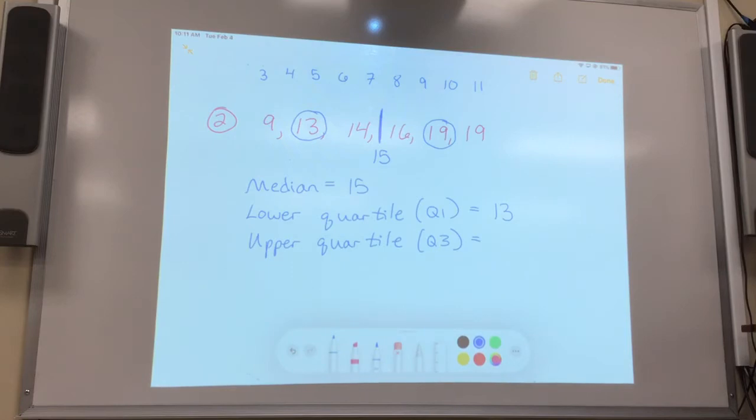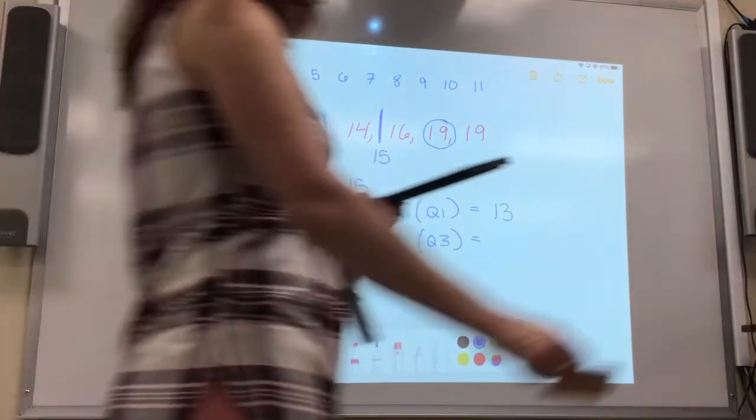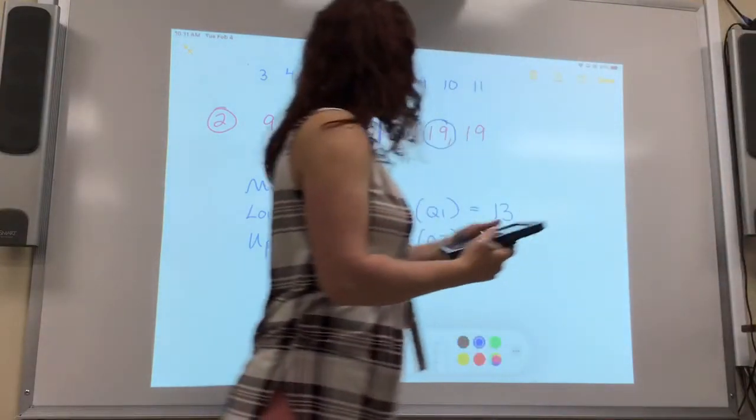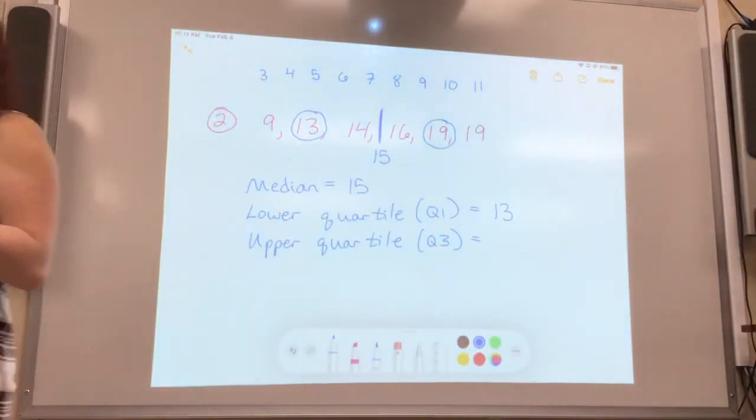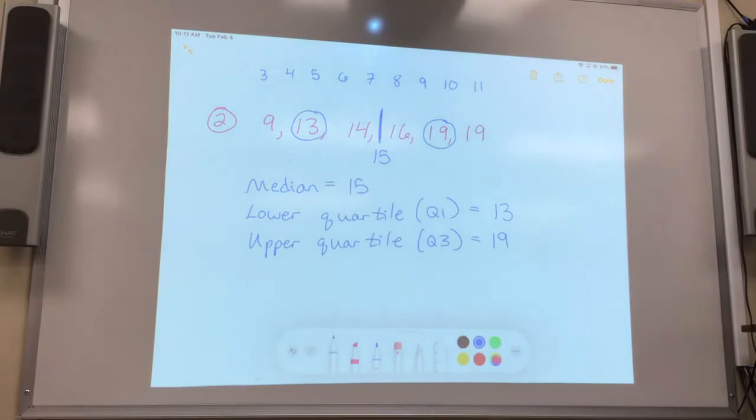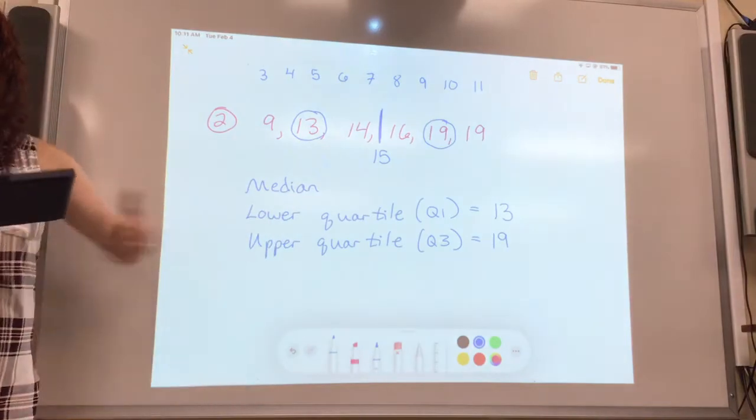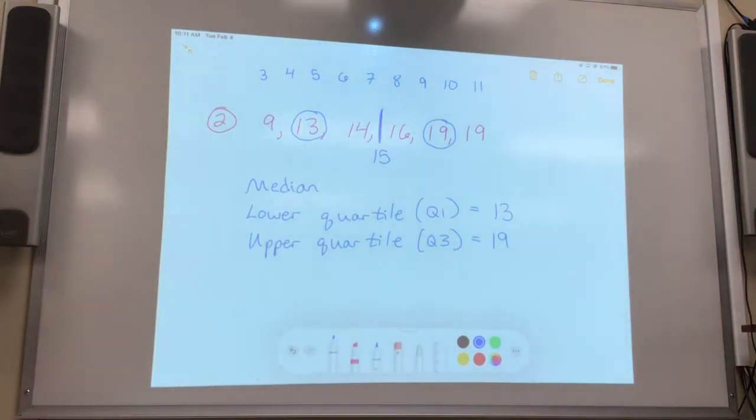Okay, so the upper quartile is the middle of the upper half, and in this case it is 19. I'm gonna go back to median, because William asked a good question. He said, where's Q2? Q2 could also be called the median.